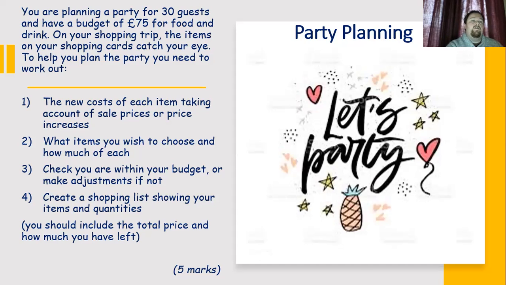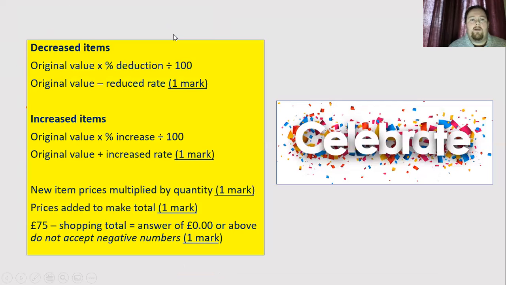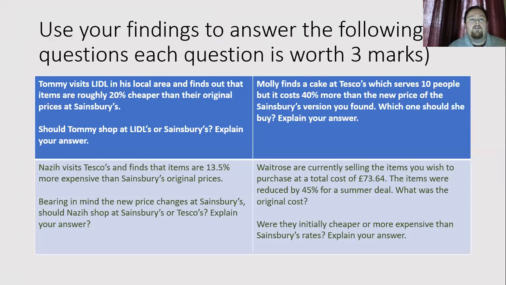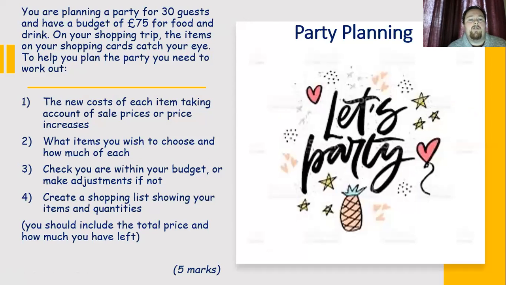So firstly, find the new costs of each item. Decide which items you want and how many for the 30 guests. Check you're in the budget of £75. Create the shopping list with the quantities. Now you might scratch your head thinking, well, what's this about? Well, it's based on a different document, which I will now share. You'll have access to it because I'll have emailed it to you so you can have a look at it.